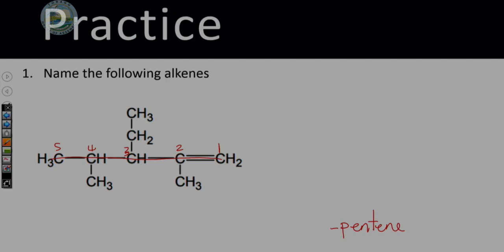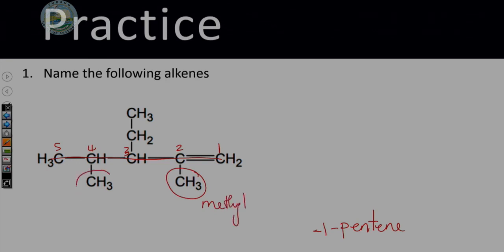But what number is the double bond on? It's on the first one. All right. So let's move ahead. So we have some branches. So I have one branch here. 1 carbon is in this branch, so we call it methyl.